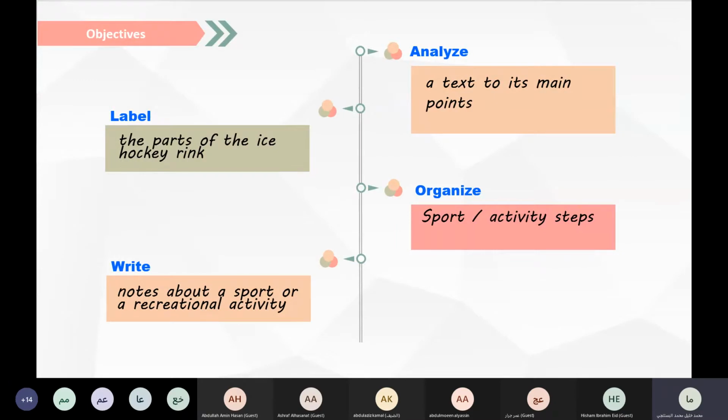Here we are going to label the parts of the ice hockey rink. You know, write notes about a sport or an activity, analyze a text to its main points, to organize a sport or activity steps. These are the objectives of our lesson.